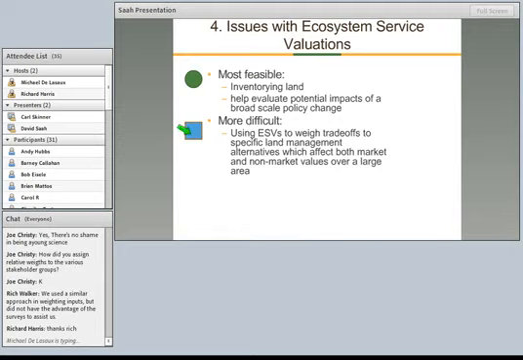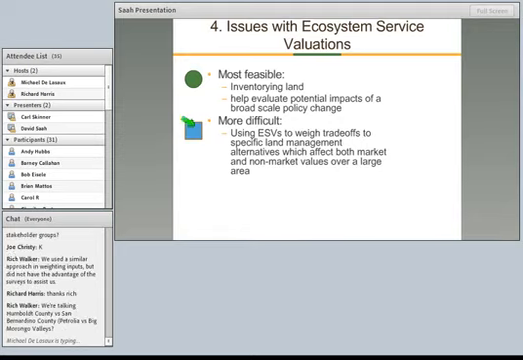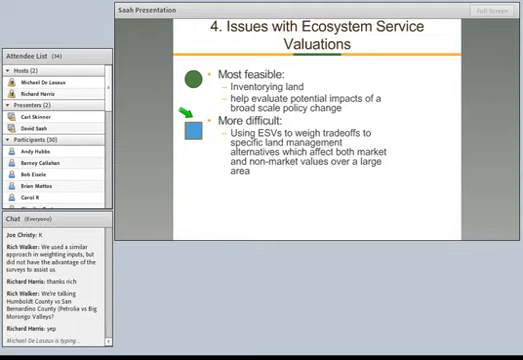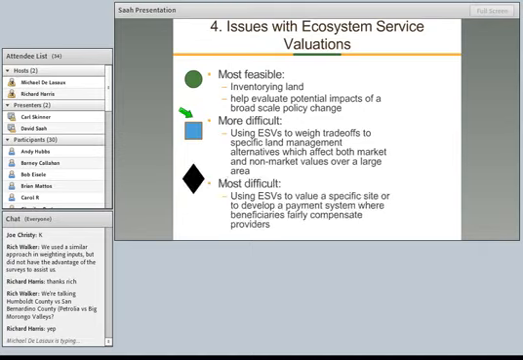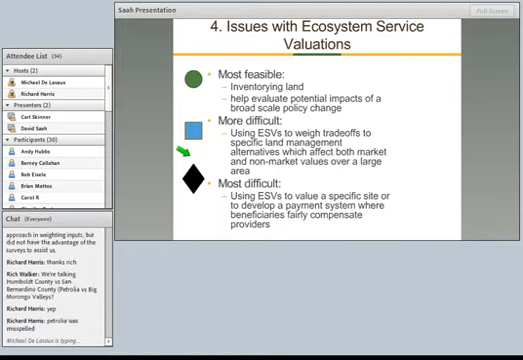It's most feasible typically when you're inventorying land at a regional or landscape scale. It helps build these broad-scale policy changes. It's pretty feasible, pretty straightforward there. It gets a lot more difficult, you can notice my bunny slope, intermediate slope scheme, little long motif here, when you're actually looking at trading off specific land management alternatives. When you're looking at both market and non-market values over a large area, you need to spend a lot more time and a lot more resources in doing those sorts of assessments. They're not easy.